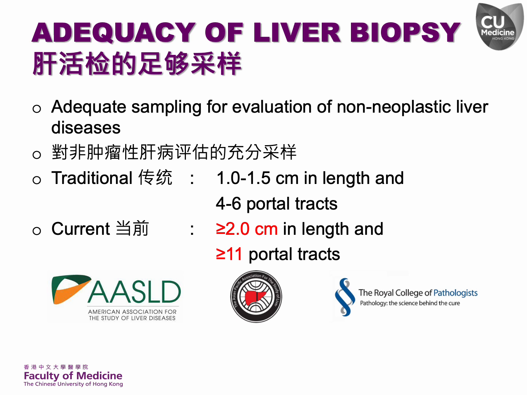Traditionally, a liver biopsy core measuring 1 to 1.5 cm in length with 4 to 6 portal tracts was considered sufficient for assessing medical liver diseases. However, current consensus suggests that a longer core biopsy, at least 2 cm in length and containing at least 11 portal tracts, is more appropriate for thorough evaluation. This criterion is adopted by AASLD, APASL, and the Royal College of Pathologists. Inadequate sampling may result in underestimation of both the necroinflammatory activity and the degree of fibrosis in liver diseases.